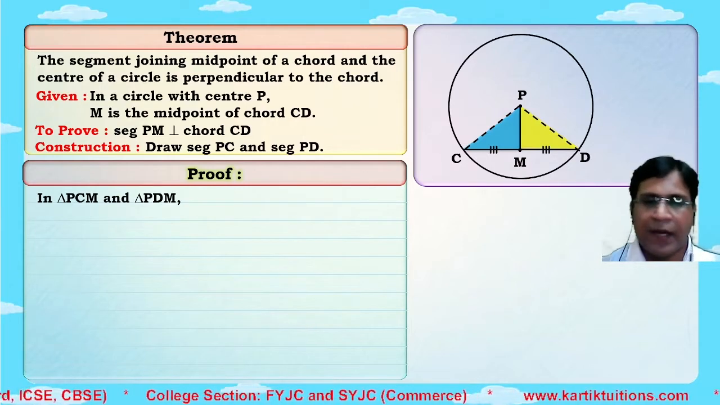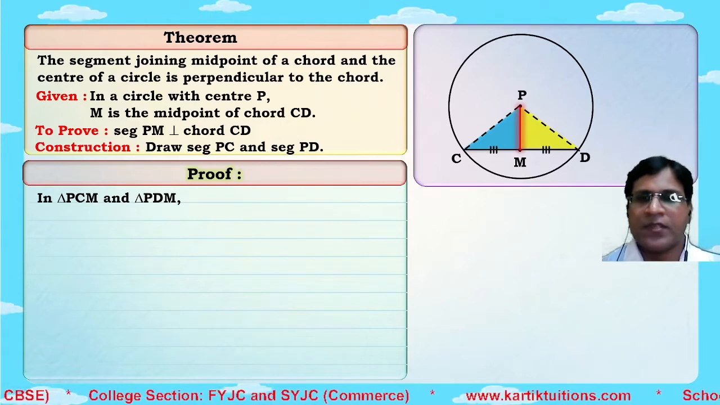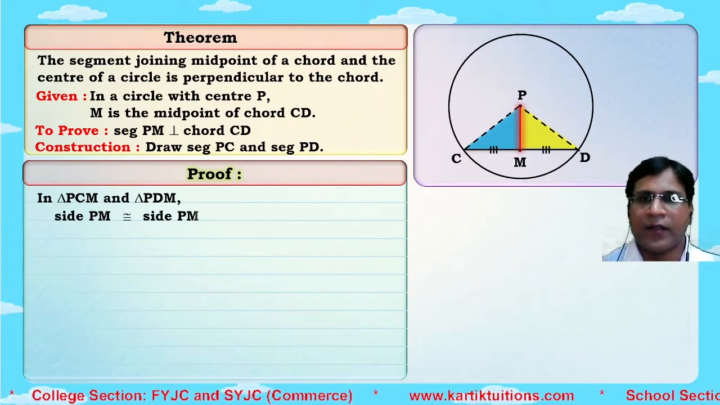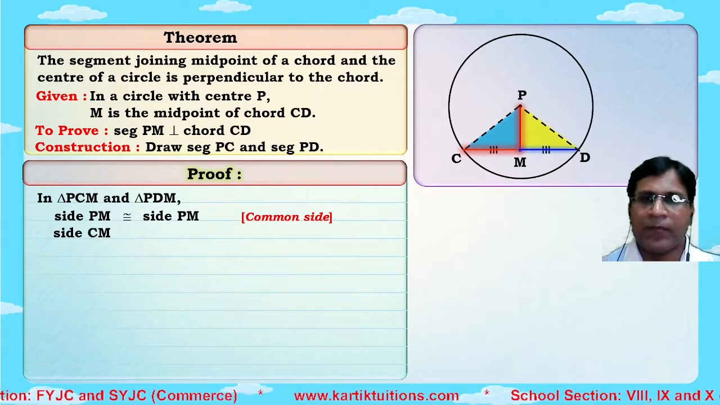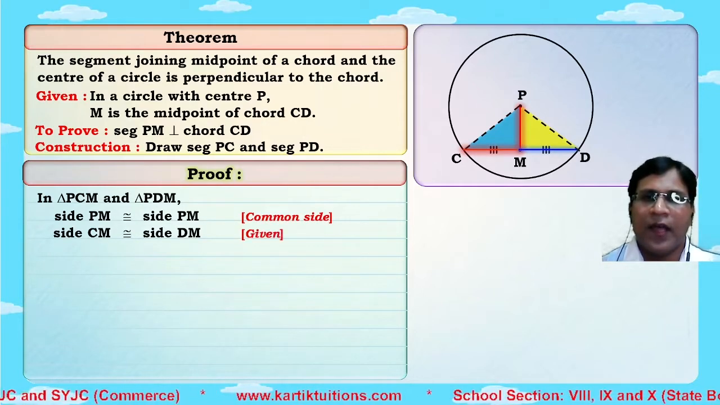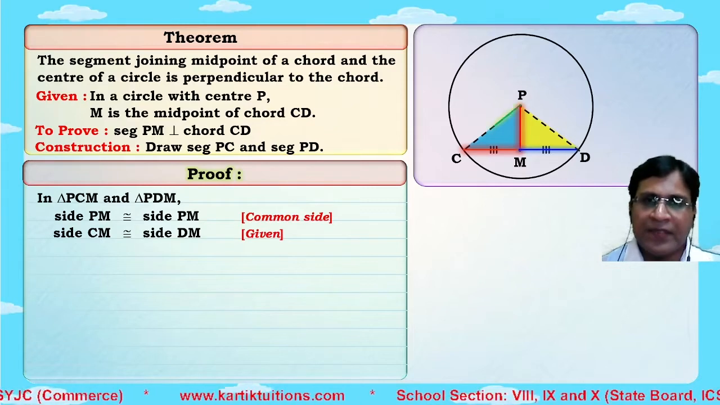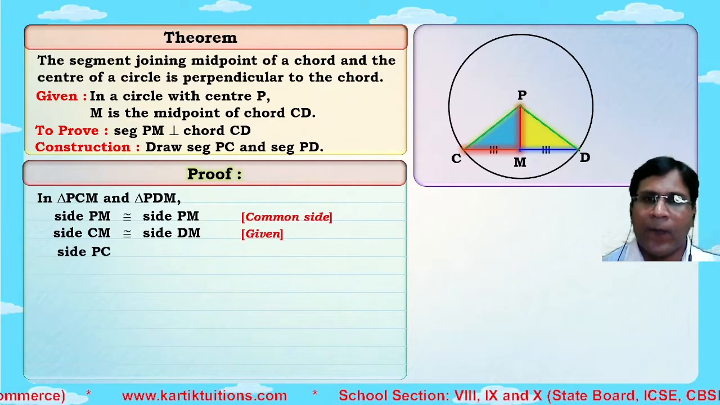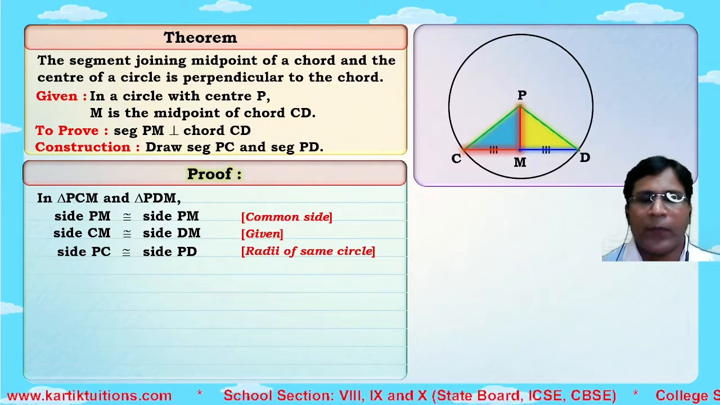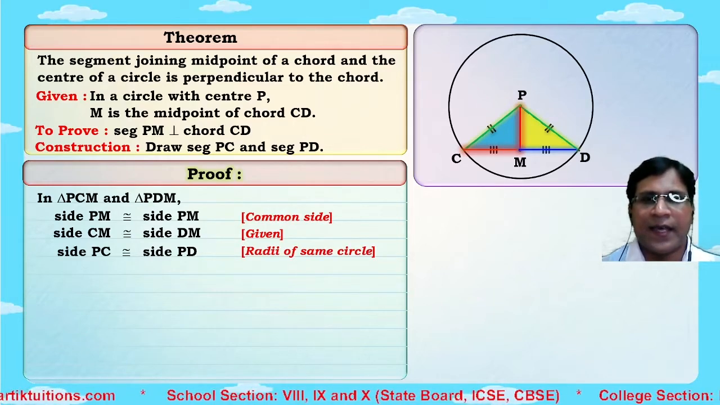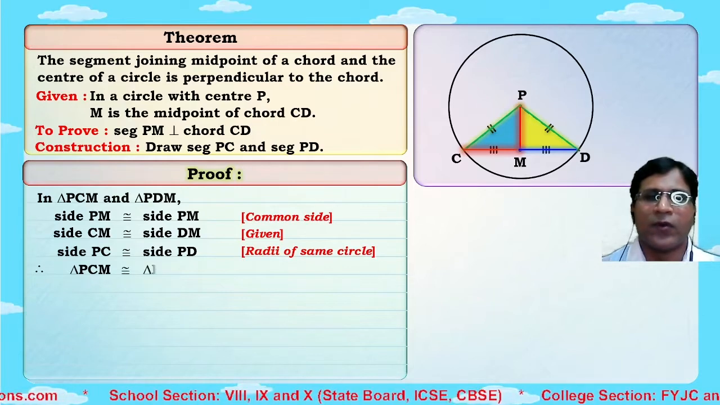Yes. Let's start. First, PM is the common side for both the triangles. Then we already know CM is equal to DM. That is given to us. And even PC will be congruent to PD. Why? Radii of the same circle. So both the triangles will become congruent by the SSS test of congruence.